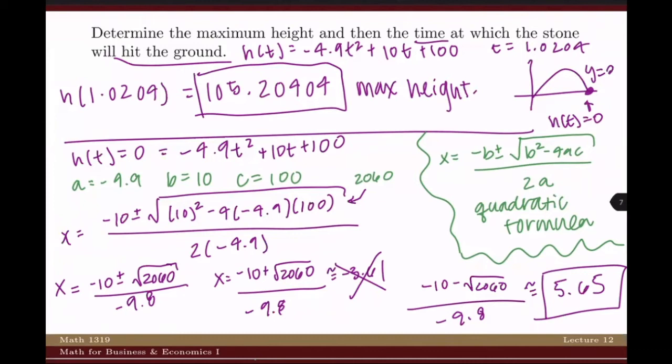Just to clarify one more thing, the reason I separated it into a plus and a minus is because our quadratic formula has plus or minus. So you need to do those two individually, where you first add the square root and then divide by negative 9.8. Then the second is you subtract the square root and then divide by negative 9.8. All right? All right, let's keep going.